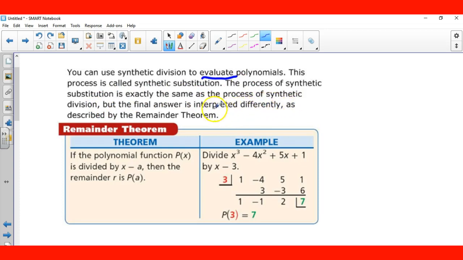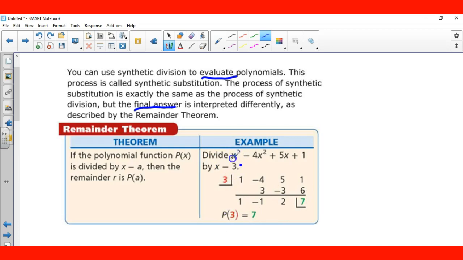So the final answer right here, that's the remainder, as described by the remainder theorem. Right here, it was divided by x minus 3. Remember, you set it to 0 and solve it, and you get 3. So now when you divide, the remainder theorem tells us it's just the remainder, 7. So P of 3 equals 7.